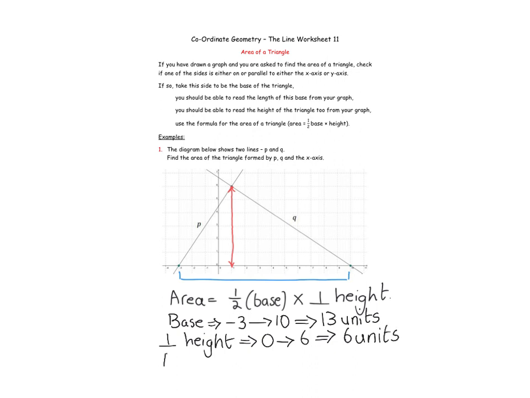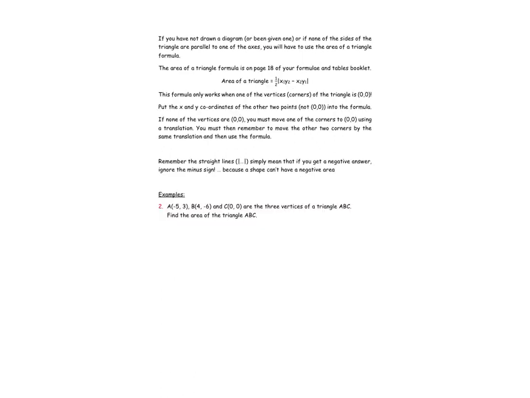So then to get the area, we just fill that in. The area is equal to half the base, which is 13, times the perpendicular height, which is 6. If you type that into your calculator, you'll get the answer of 39. And then, of course, this is units squared, because we're dealing with area, so it's always going to be 2 dimensions, which is squared.